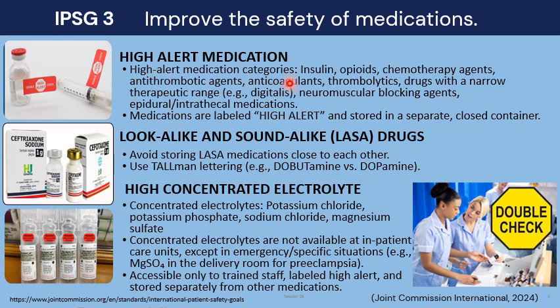So high alert medications are such as insulin, opioids, chemotherapy agents, antithrombotic agents, anticoagulants, thrombolytics, drugs with a narrow therapeutic range like digitalis, and neuromuscular blocking agents and epidural intrathecal medication. These medications are labeled high alert like this one, and are then stored in a separate enclosed container. This can cause a fatal effect to the patients if we are not using it properly. And even a little mistake can be a very serious risk.